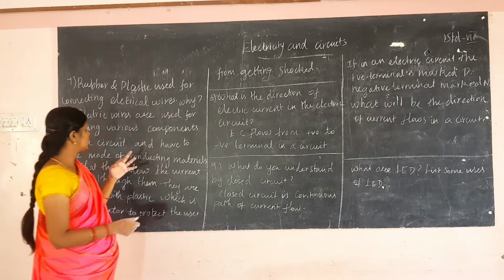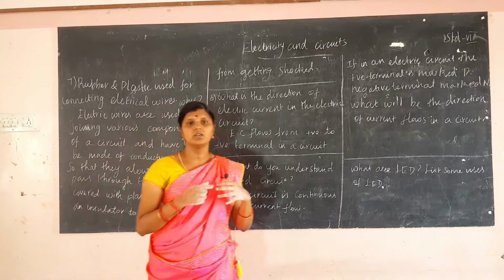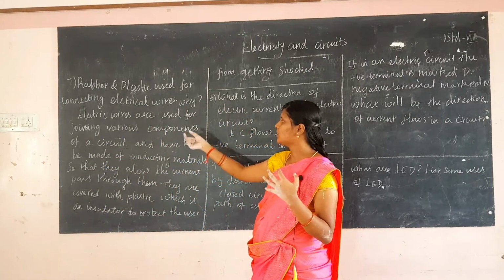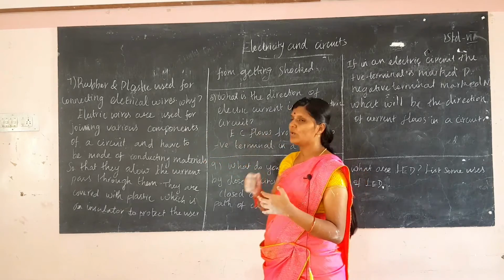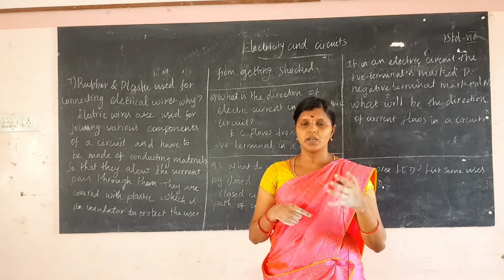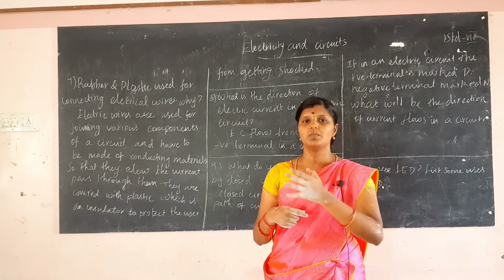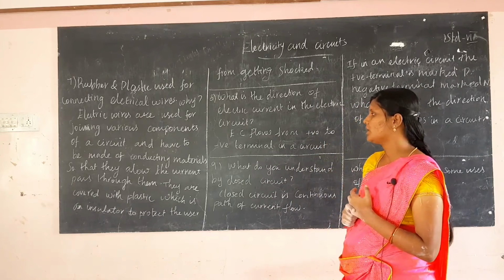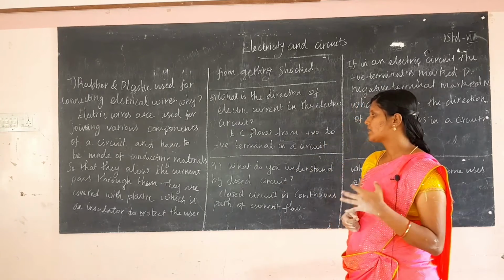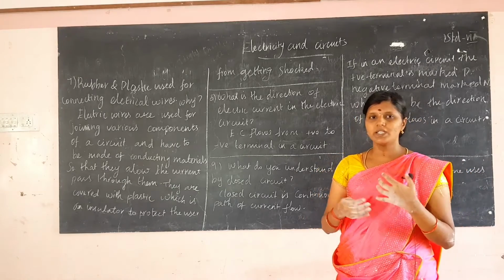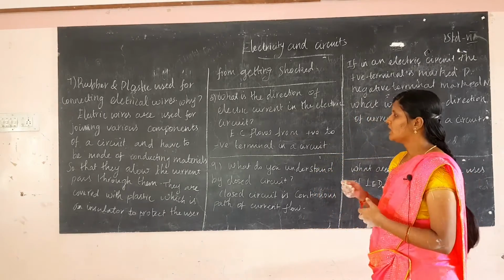Electric wires are used for joining various components of the electric circuit, for example connecting the battery to the bulb. They are made up of conductive material, so that they allow the current to pass through them.